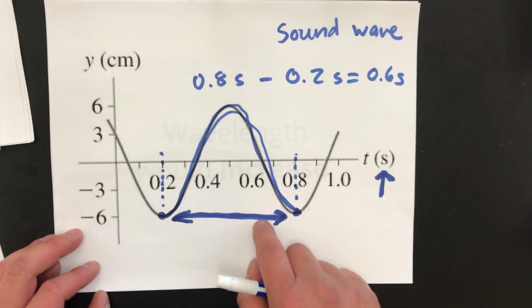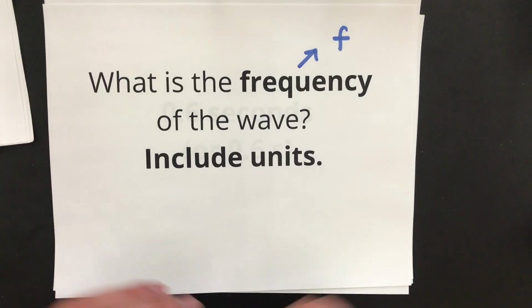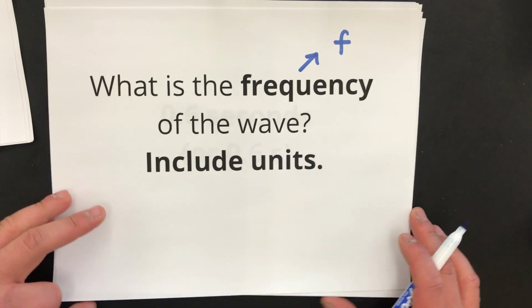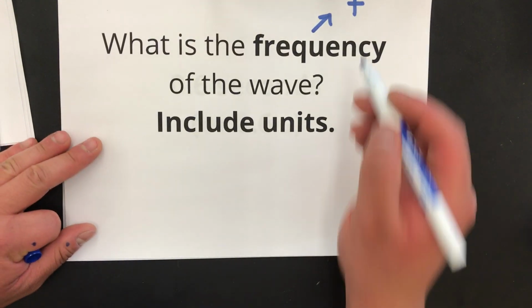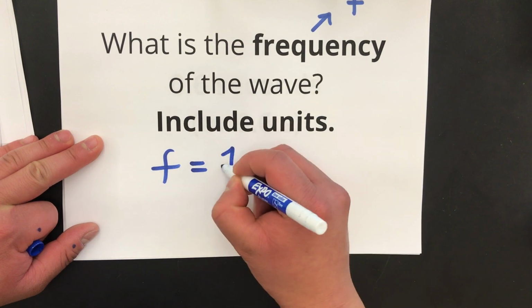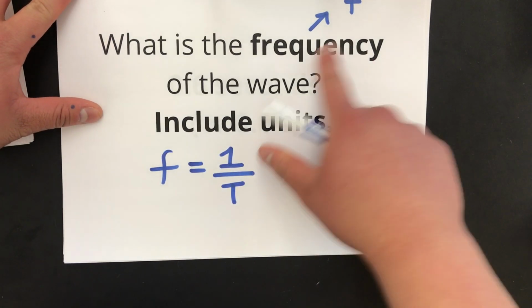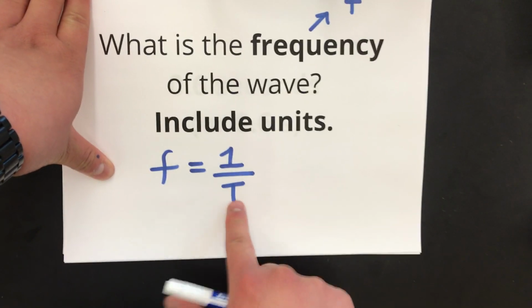You have to use the mathematical relationship between frequency and period, okay? So I will give it to you. Don't worry, you don't have to memorize any formulas. Frequency is equal to 1 divided by T, the period. So in order to find the frequency, you first have to know the period.